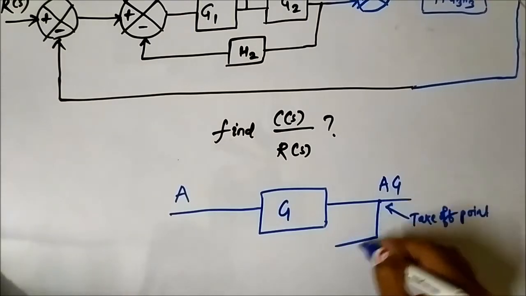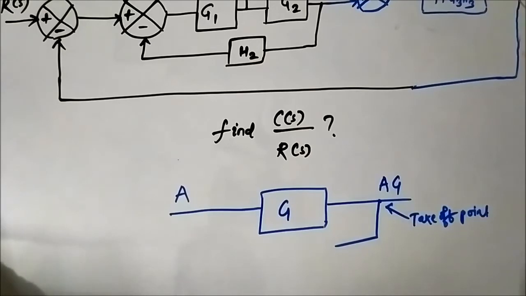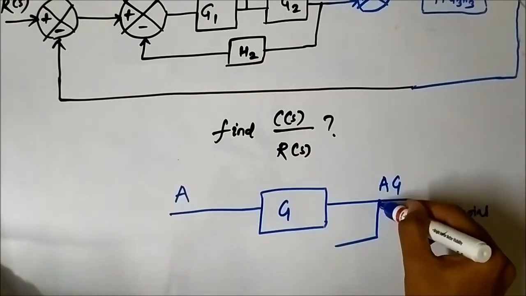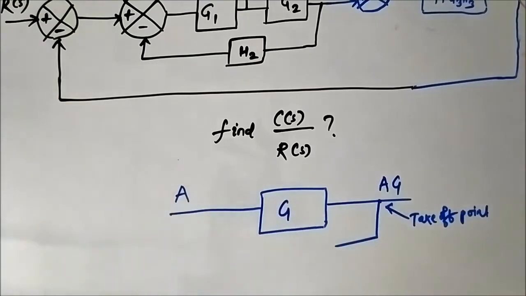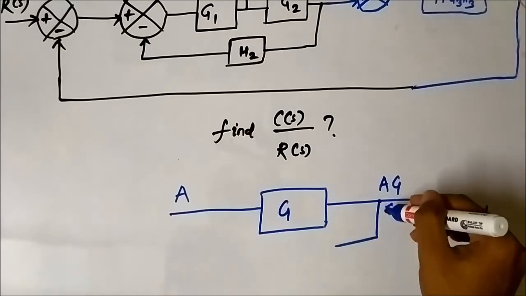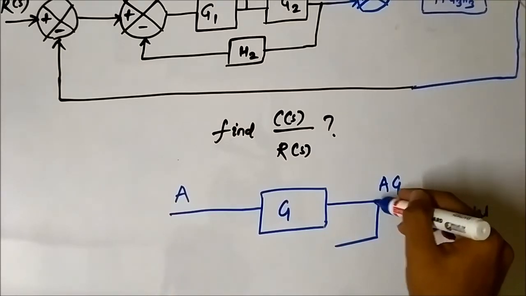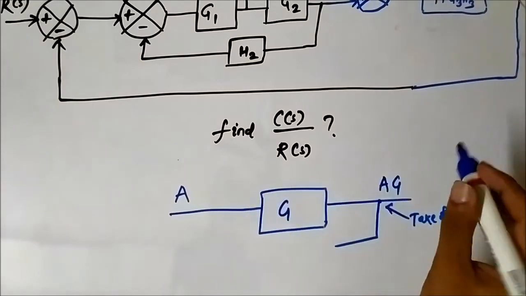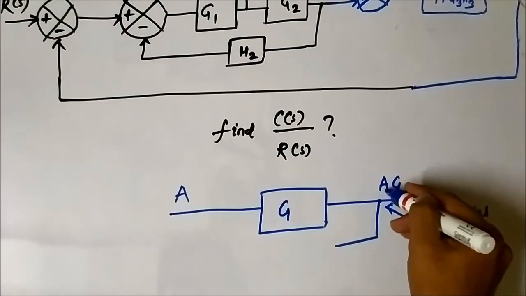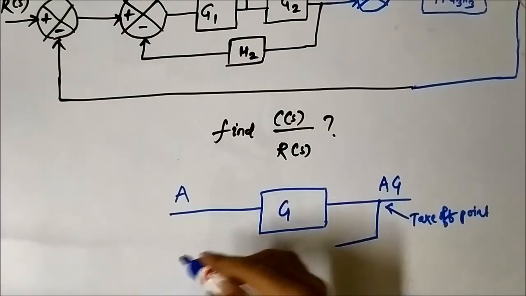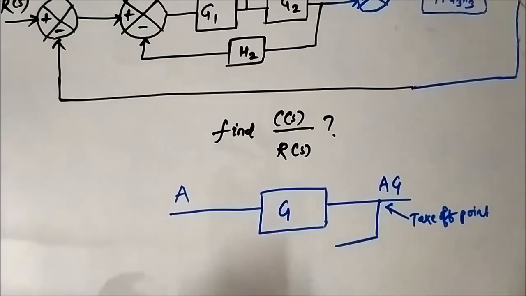So the value of this signal is AG. Now if we wish to shift this takeoff point to this point, then the rule is that the value of the signal should remain unchanged. So if we wish to take this signal from this point to this point, we have to make some alteration, some changes, so that the signal value here is also AG. Let us see how we can do that.